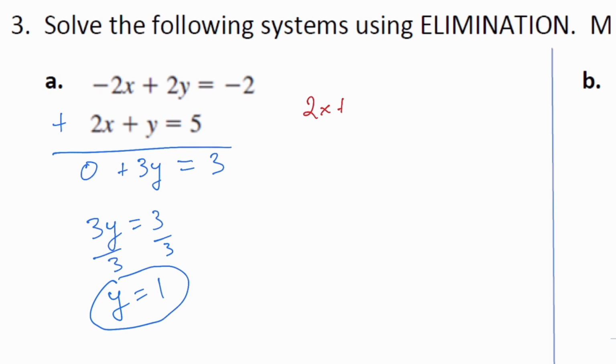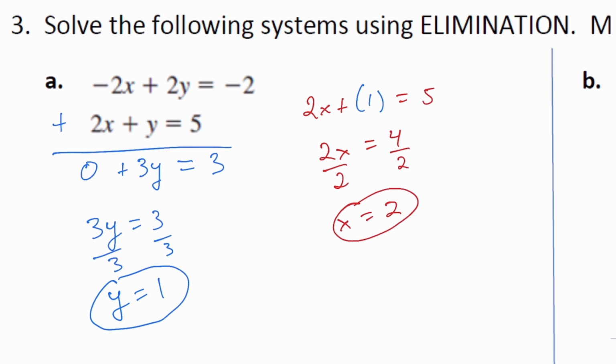So I'm going to say, okay, 2x plus, and I have y is equal to 1 in this case. That is equal to 5, coming from our second equation here. And then I can say, okay, well, if I subtract 1 from both sides, I'm going to get 2x is equal to 4. And then finally divide by 2, and I get x is equal to 2. So I have these, again, two parts to my coordinate pair, which means the final solution is going to be (2, 1). And there is my final solution to part A.